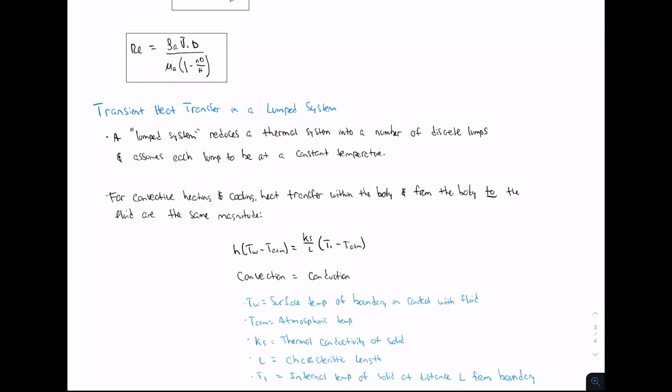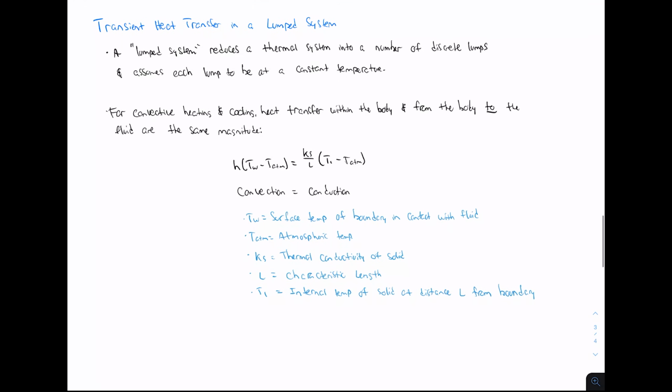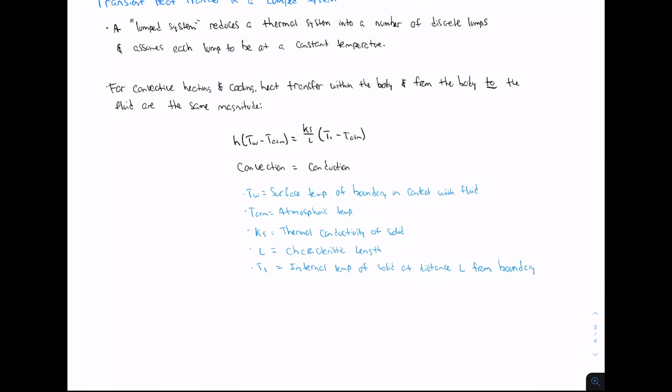Okay, so what I've written out here is that our convective heating and cooling within the body and from the body to the fluid are going to be the same magnitude. So basically what this is saying is that our convection is going to be equal to our conduction. Okay, so if we write out those equations and we set them equal to each other, we can use this to develop a non-dimensional temperature difference that we're going to develop later on.